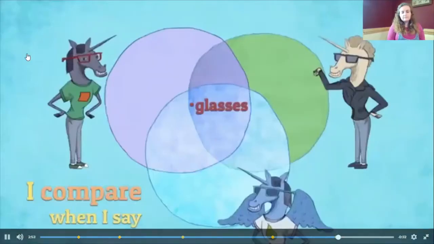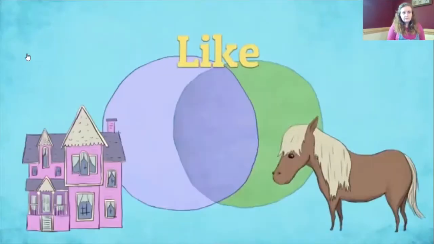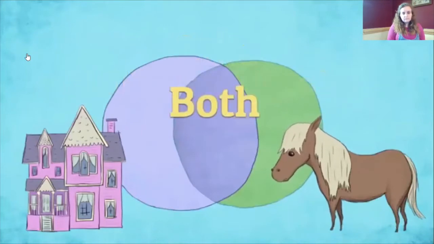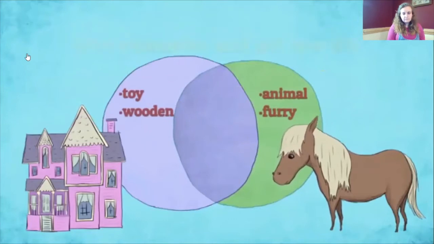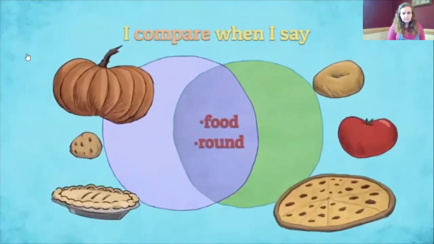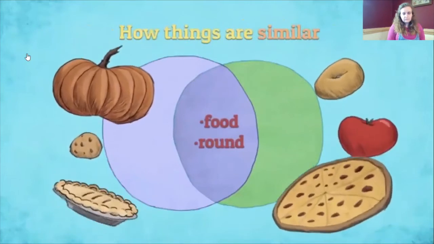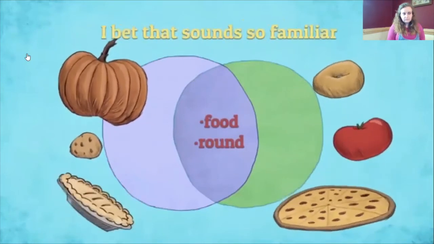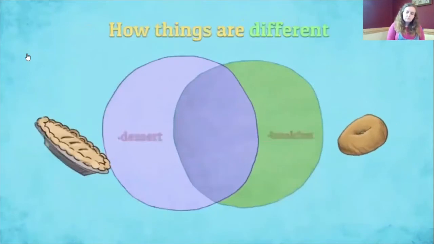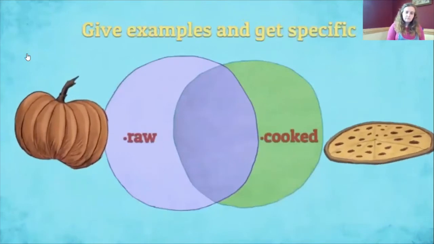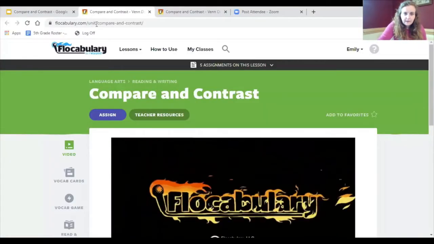I compare when I say how things are similar, like doll houses and ponies, both miniature. I contrast when I say how things are different, give examples and get specific. You get it? I compare when I say how things are similar or the same. Yeah, I bet that sounds so familiar. I contrast when I say how things are different, give examples and get specific. You get it?